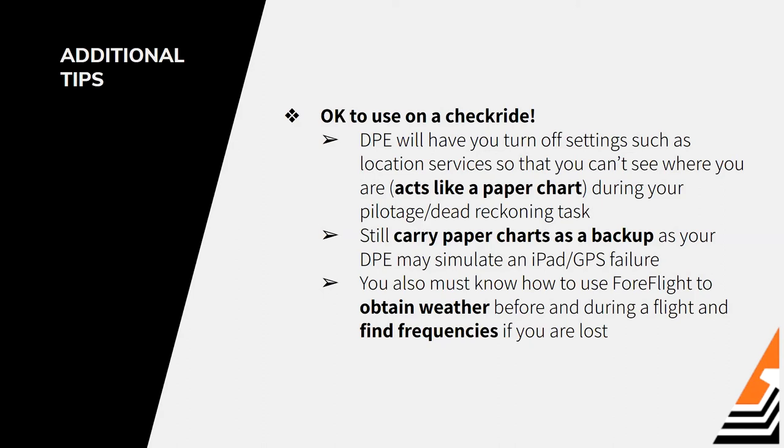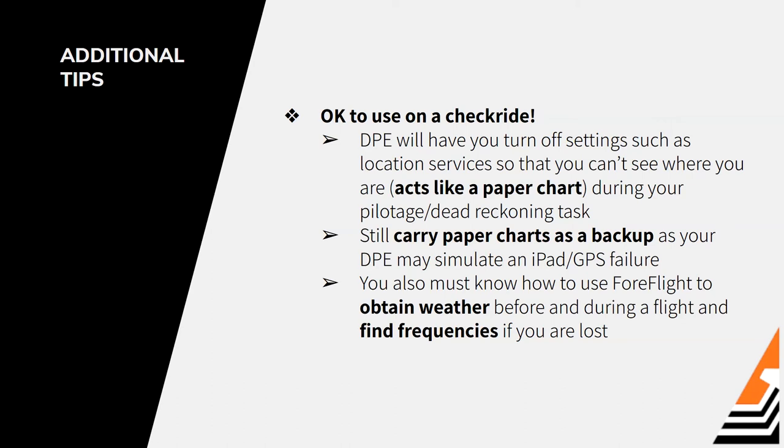But likely what's going to happen is that the DPE will have you turn off specific settings, such as the location services, so that you can't see exactly where you are on the maps tab. So basically, it's just acting like a paper chart. And this is probably going to be the case when you're doing your pilotage, dead reckoning, and diversion task.